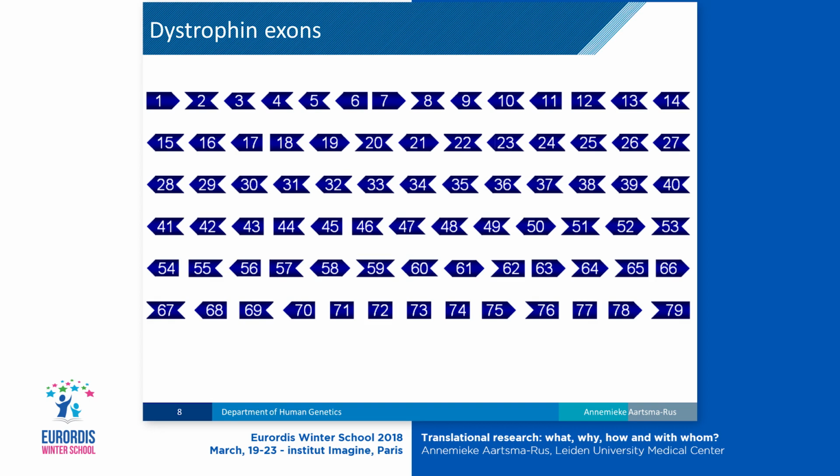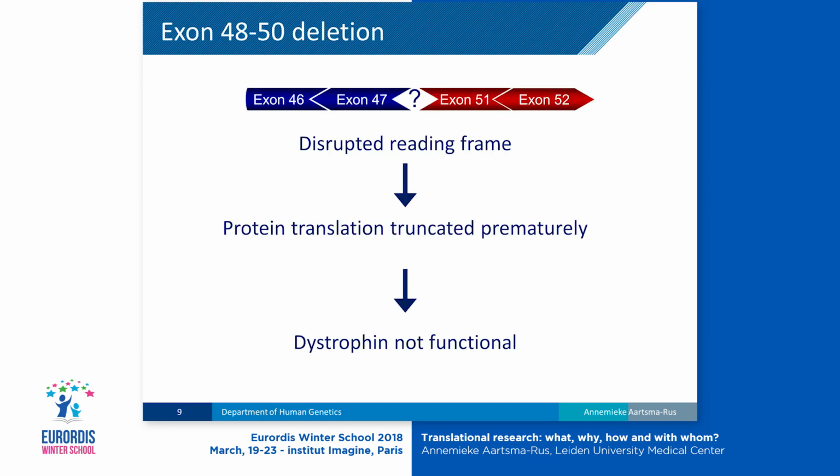And if you, for instance, miss exon 48 to 50, what you can see is that 47 and 51 don't fit together. You can see that here again. And what happens is that this means that the reading frame is disrupted. So it becomes unreadable. So the genetic code is readable up till 47 and then becomes unreadable.